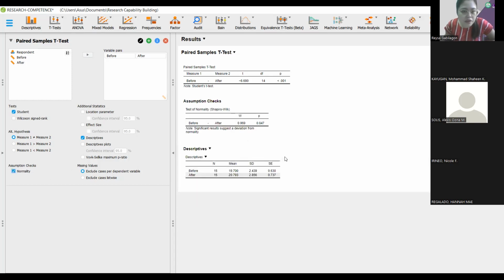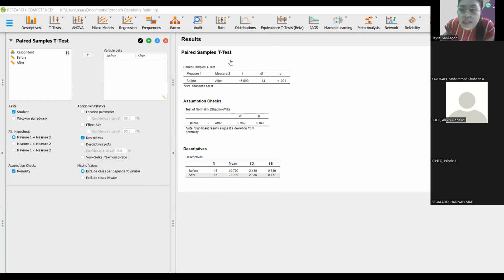And then if we want to check the normality, just click this one, assumption checks. The p-value is 0.847. Ano nga decision rule natin for the assumption checks? Pag ang p-value is more than 0.05, meaning yan, then the data is normally distributed. So we have satisfied the assumption for the normality. We can really use the paired t-test.